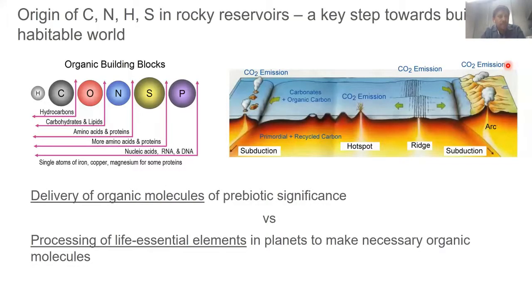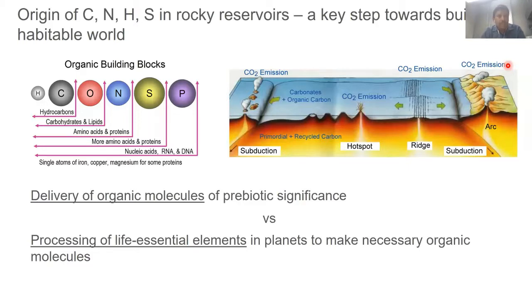So again, the thrust is origin of carbon, nitrogen, hydrogen, sulfur in rocky reservoirs, and we are going to make the point that the origin of these volatile elements in rocky portions of inner solar system planets is a key step towards building a habitable world.